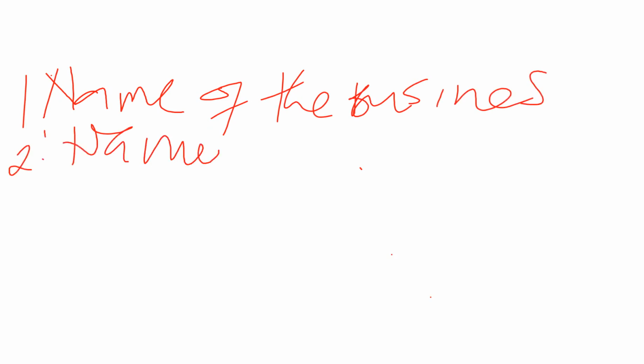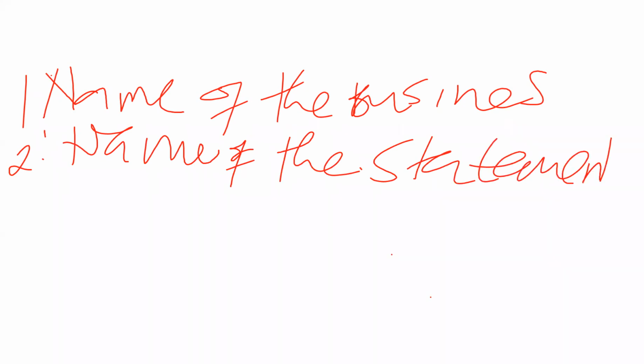So, the title starts with number one, the name of the business, the name of the entity. That is the format for the title. Then from the name of the business, it is followed by the name of the statement. It can be the statement of financial position or the statement of comprehensive income. You also have the period.